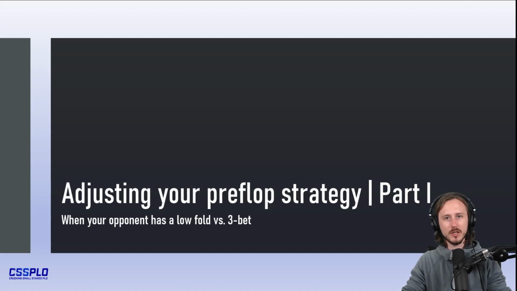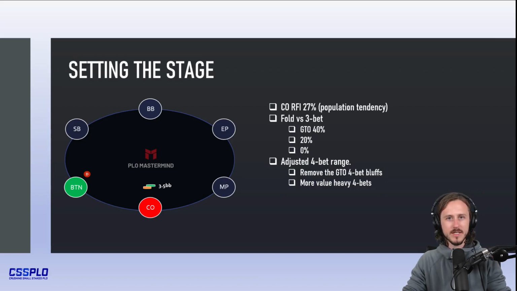And before we jump into the actual content here, we're going to look into setting the stage first and talk about what situation we're talking about today exactly. In this episode, we're going to look into a button versus cutoff strategy. So the cutoff open raises, we're sitting on the button, and we want to know how to adjust our range pre-flop, playing against the cutoff that doesn't like to fold against a 3-bet.